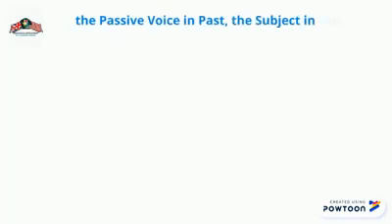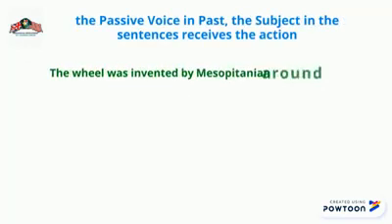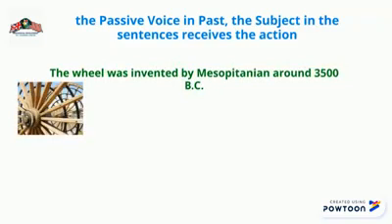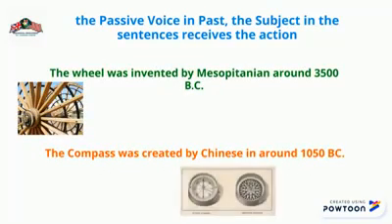The passive voice in past. The subject in the sentences precedes the action. The wheel was invented by Mesopotamians around 3500 BC. The compass was created by Chinese in around 1050 BC.